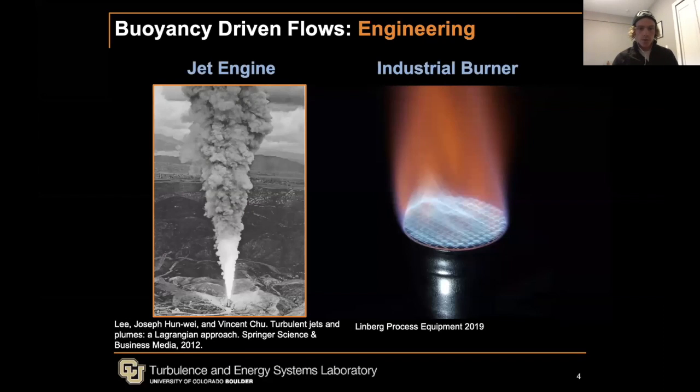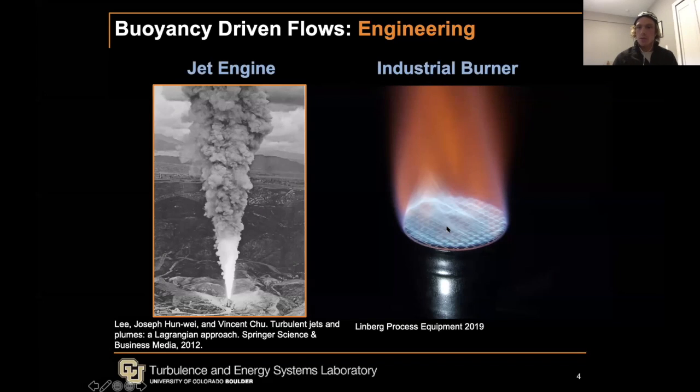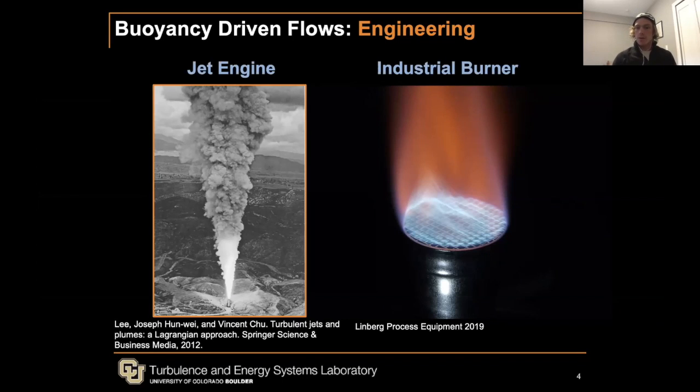More of what we're focusing on in our lab is engineering applications. On the left here, I have an image from the 1960s of a test facility for rockets, and you can see, very close to the Earth, very, very fast gases coming out, but eventually these become buoyancy dominated downstream. At a much smaller scale, we are looking at industrial burners. These are generally used for heat treatment processes, but at very much smaller scales.